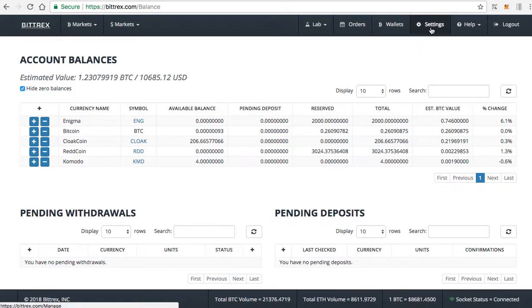We have settings. That's your profile. That's your two-factor authentication. We went through that. Help here. Support is pretty dang good with Bittrex. Log in and log out. Other than that, guys, I think that's pretty much all you need to know to navigate Bittrex.